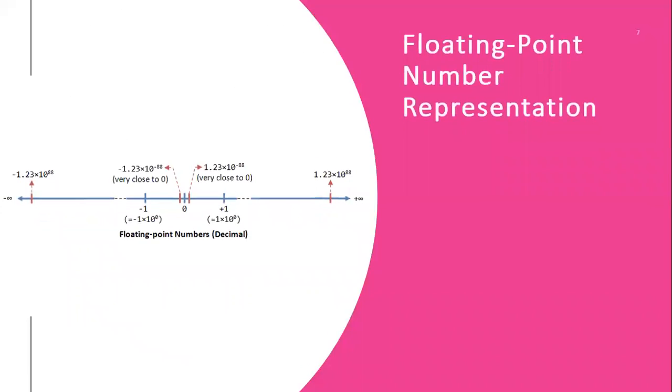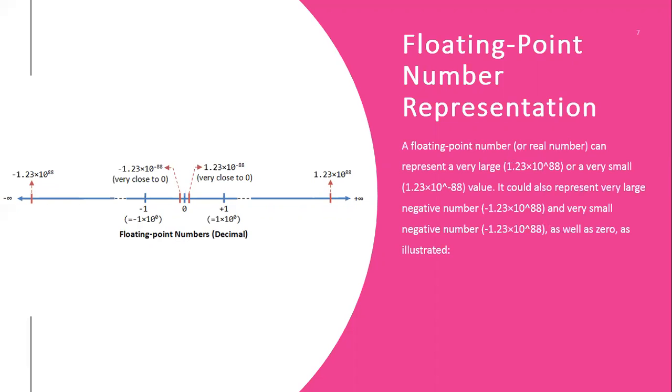Let's come to floating point number representation, and in this picture you can see some decimals. So what is a floating point representation? A floating point or real number can represent a very large or very small value, depending on the exponent. It could also represent a very large negative or a very small negative number, as well as 0, as illustrated.